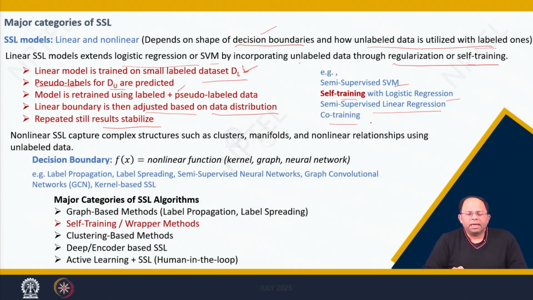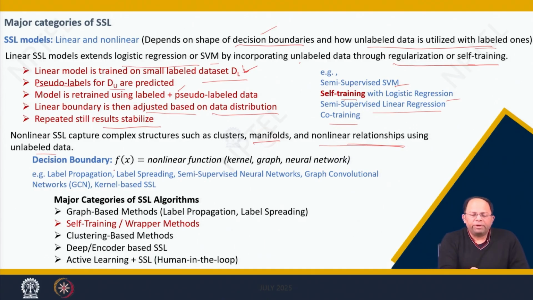Then nonlinear SSLs capture complex structures such as clusters, manifolds, and non-linear relationships using unlabeled data. Here we are more focused on understanding which things are clustered together, and we are also looking at dimensions. All this plays a role in determining which features would be important. The nonlinear relationships could also be explored. More or less, all these are considered when creating a nonlinear SSL model.